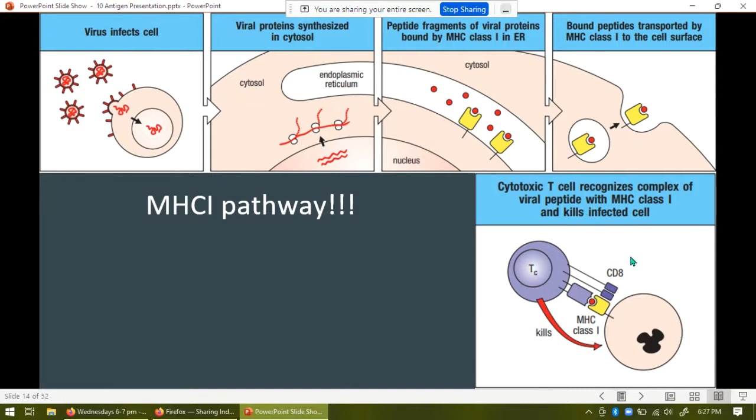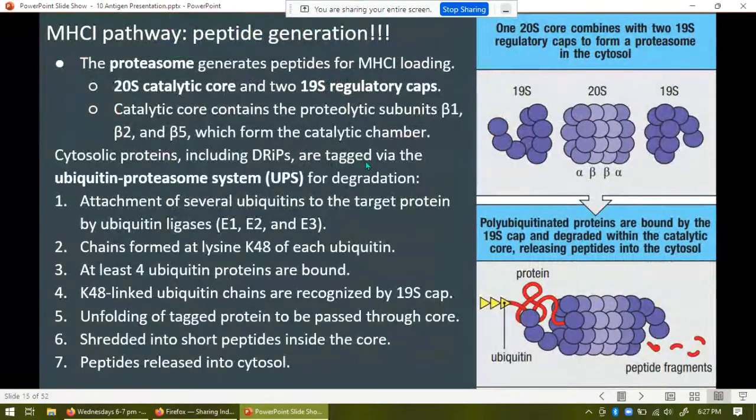Okay, so that is a very simplistic viewpoint of this, and I'm sure you're moaning and groaning, but it's going to get a lot harder. We got to look at this in a lot of detail and with our magnifying glass. So peptides have to be generated in order for MHC I to end up being loaded with peptides, right? So where do peptides come from for MHC I to be loaded with? Mainly the proteasome. You might have learned about this in cell biology.